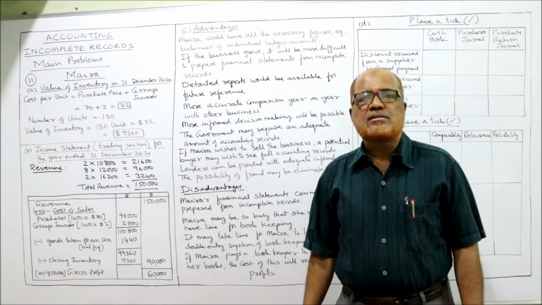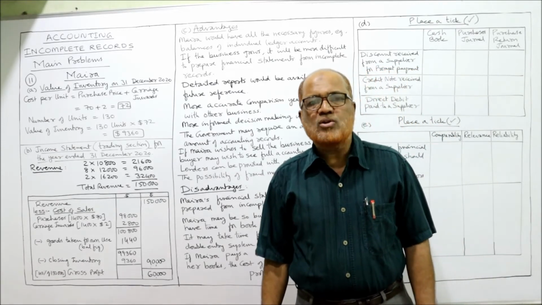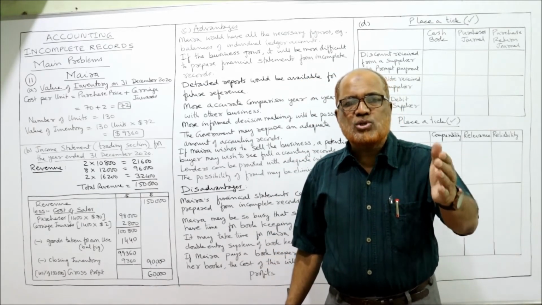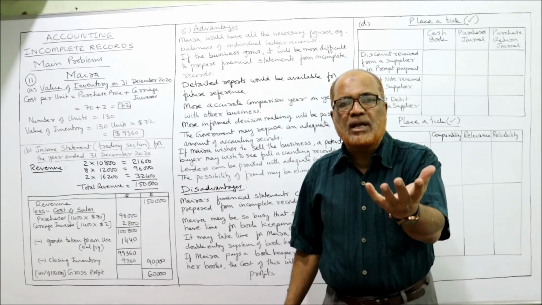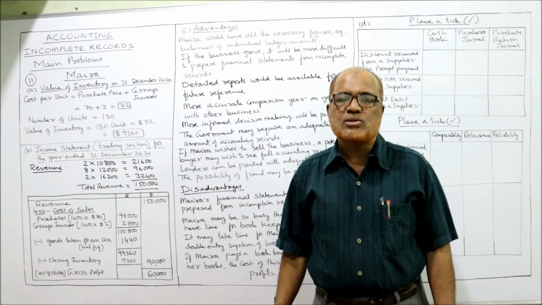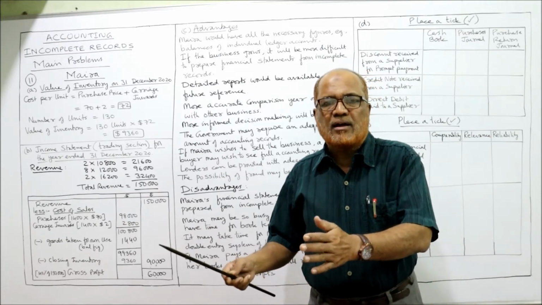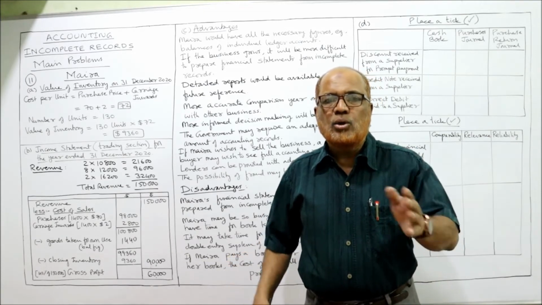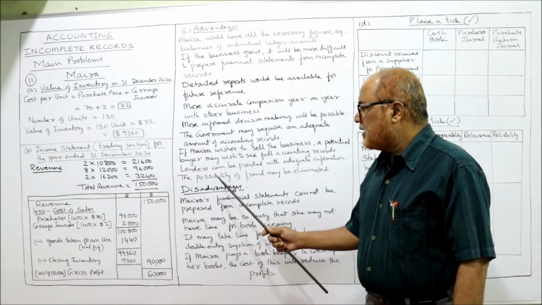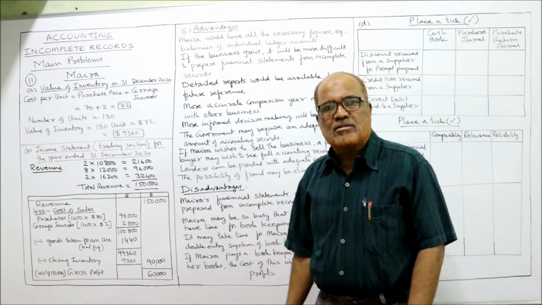Nowadays, business depends on banks and financial institutions to get funds. But bankers and financial institutions will provide the funds only if the business has a complete set of accounts. If the business tells the banker that we have an incomplete set, no lender will come forward to lend the funds. Then the possibility of fraud may be eliminated.